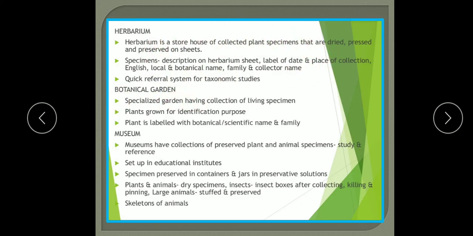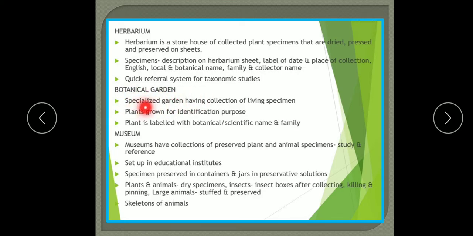Next we will study the botanical garden. What are botanical gardens? These are institutions that maintain a collection of different varieties of plants, like wild, ornamental, cultivated, medicinal and economically important varieties of plants. Botanical gardens are special gardens having a collection of living specimens of plants. Here plants are grown for identification purposes. Plants are labeled with the botanical or scientific name and the family in the botanical garden.